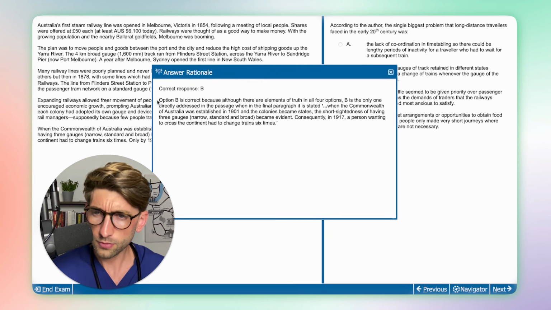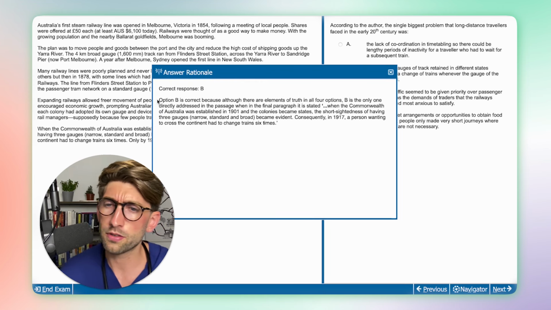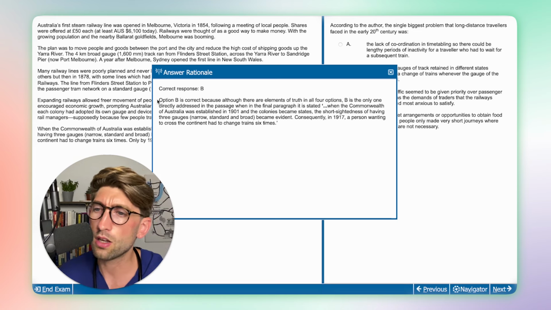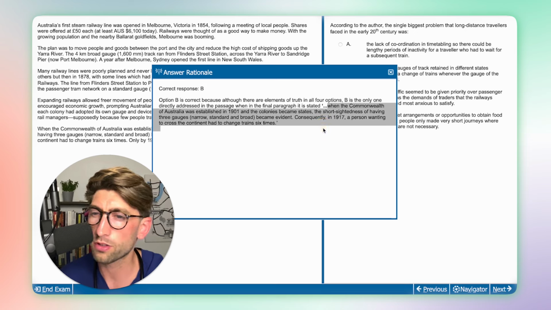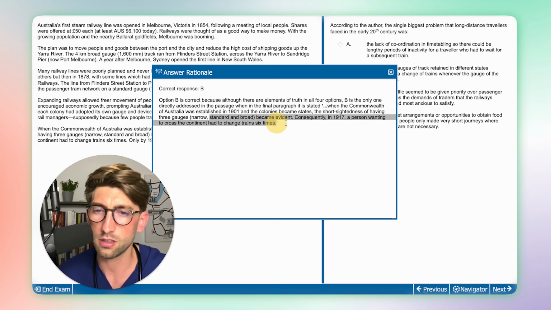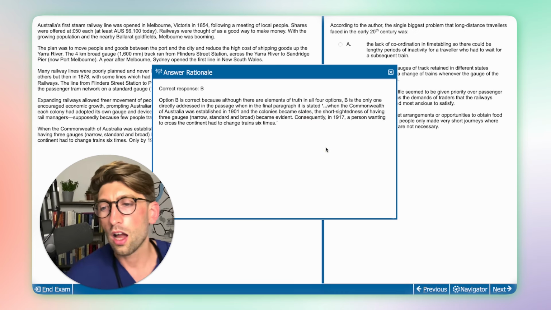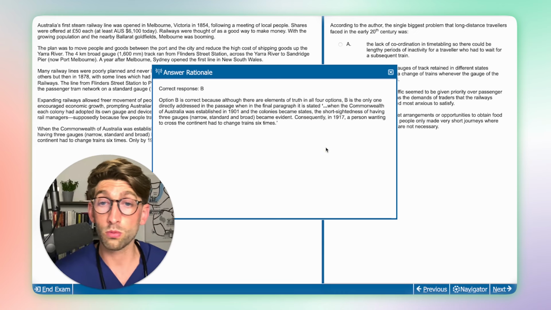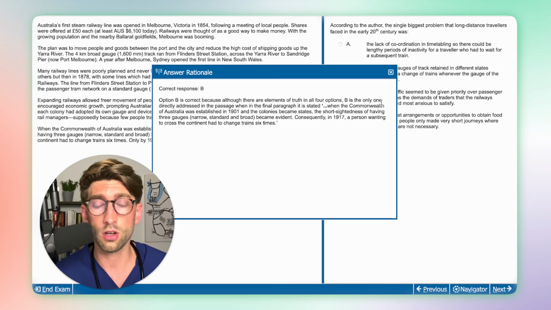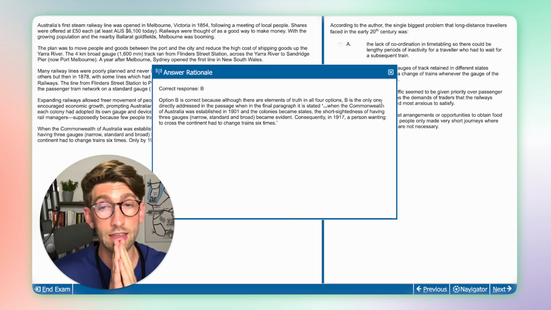Option B is correct because although there are several elements of truth in all four options, B is the only one directly addressed in the passage when in the final paragraph is stated, when the Commonwealth of Australia was established in 1901 and the colony became states, short-sightedness of having three gauges. You've heard me read this, so you don't need to hear me read it again. Okay, so that's it. So we'll move on to another question now for you to have a go. I promise that that was the hardest because we wanted to get that out of the way first, and then we'll move on to a better one shortly.